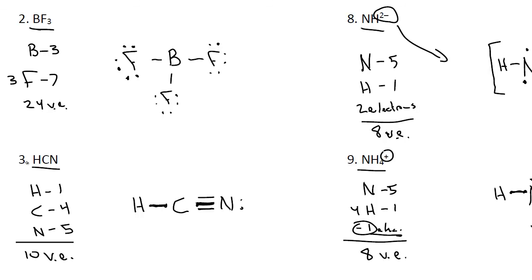I have to lose an electron because of that +1 charge. So if I get rid of this electron here, I have a space for my 4th hydrogen to come in and make a bond. So then I have to put this whole ammonium ion in brackets and put its +1 charge out there. And that is how I do Lewis structure drawings for simple ions and simple molecules.